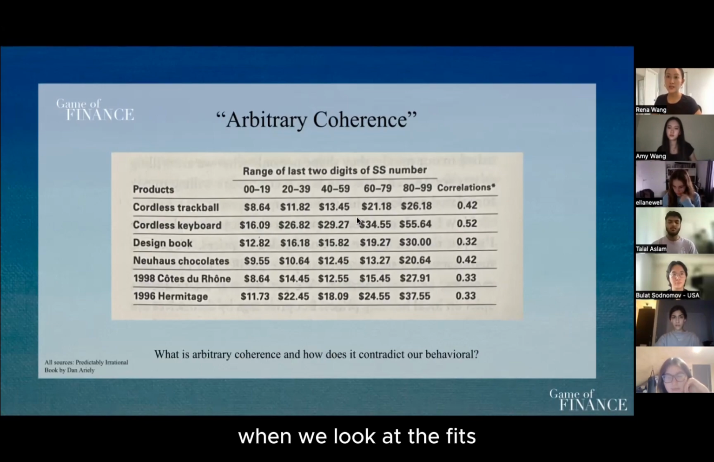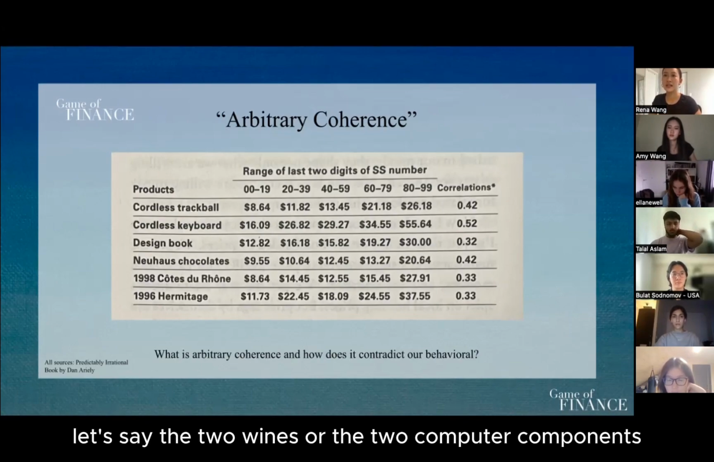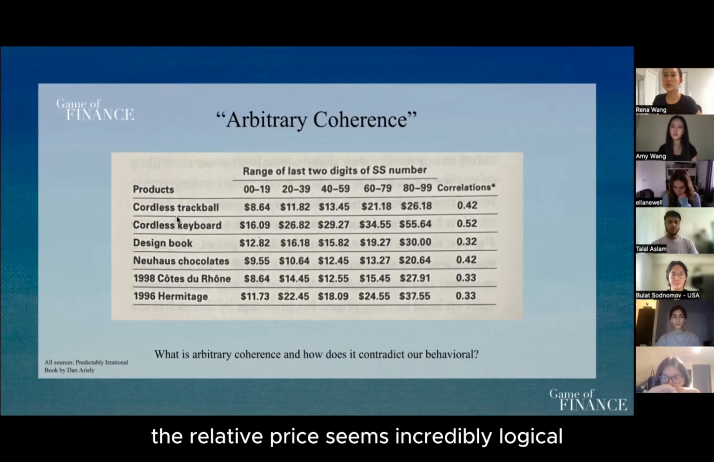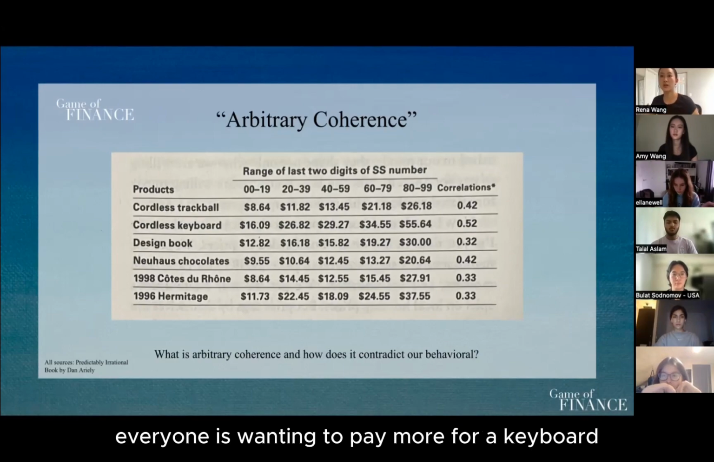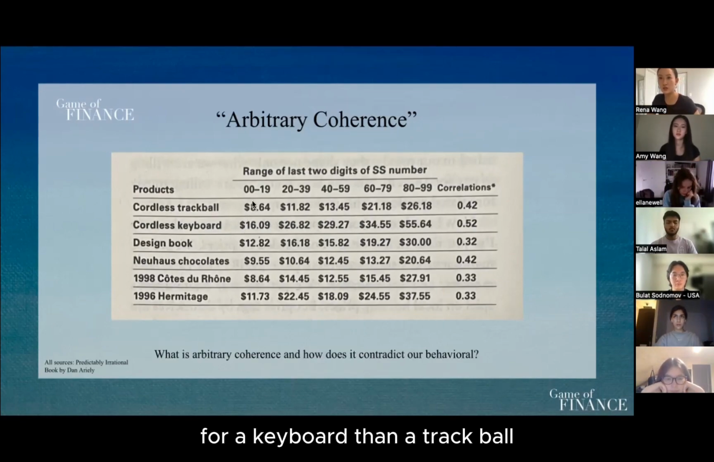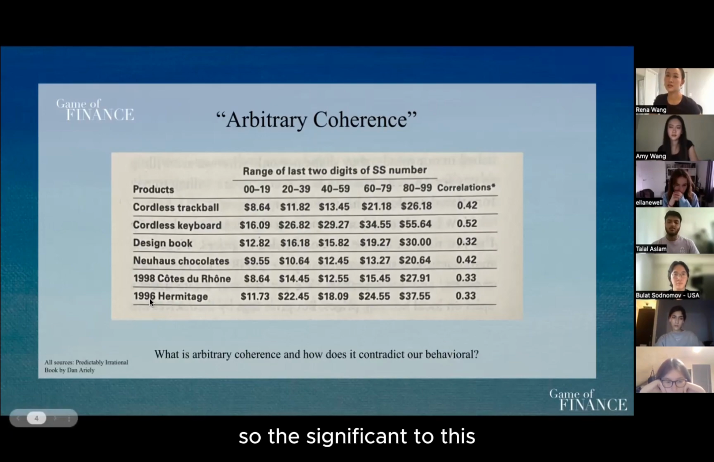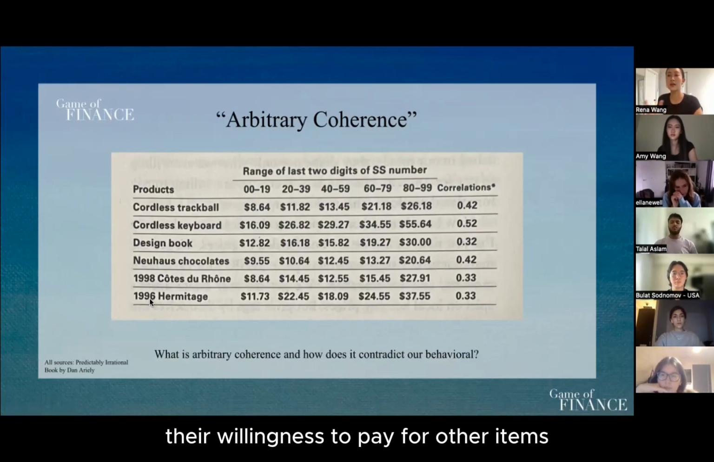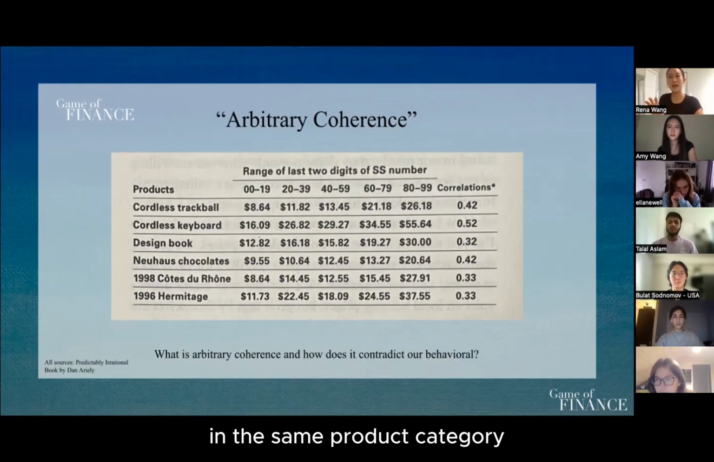When we look at the bids for the two pair of related items, let's say the two wines or the two computer components, the relative price seems incredibly logical. Everyone is willing to pay more for a keyboard than a trackball, right? Trackball means basically a mouse. So the significance to this is that once participants are willing to pay a certain price for one product, their willingness to pay for other items in the same product category is judged relative to the first price.